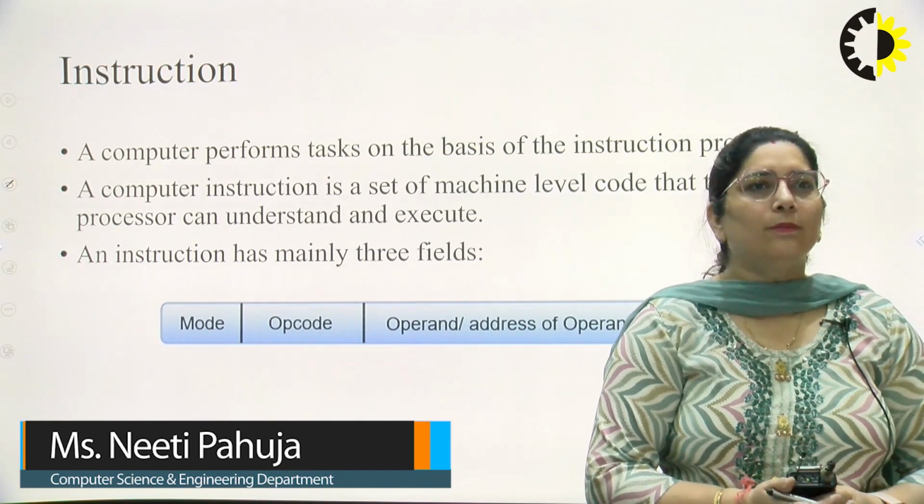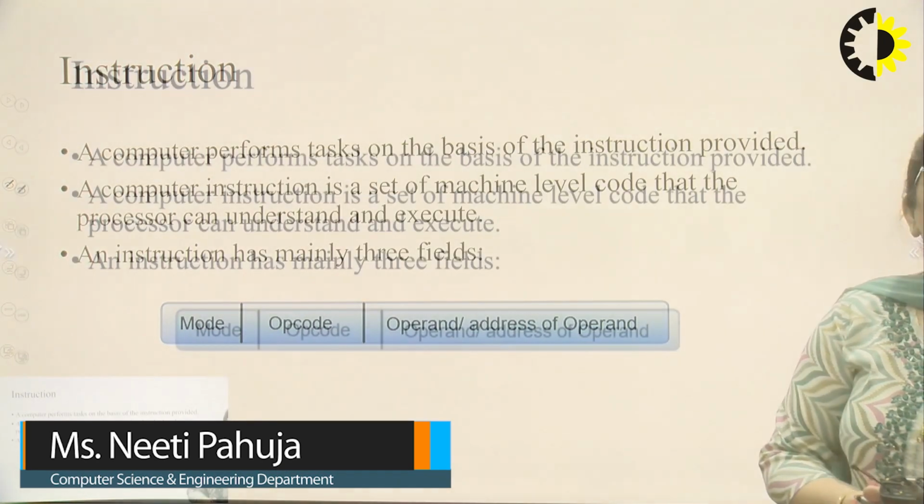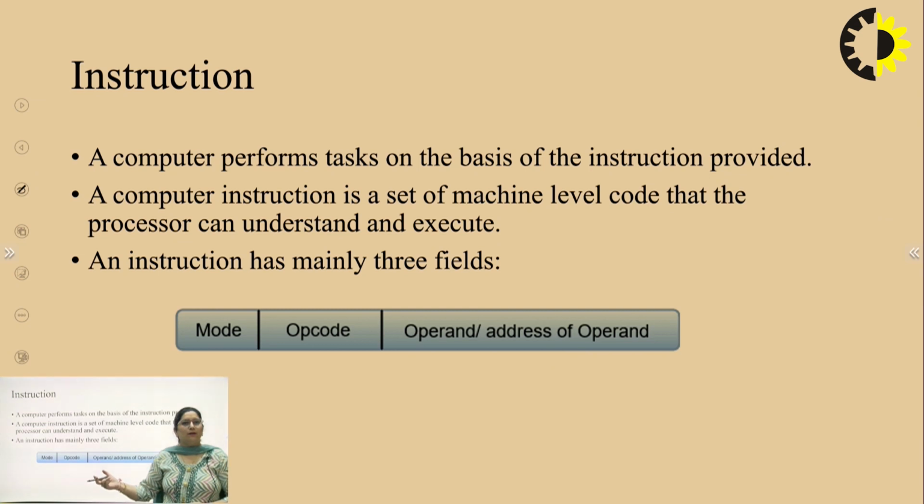A computer performs the task on the basis of instruction provided to it. Whatever we give the computer, it takes as an instruction. So, instruction is basically a machine level code that the processor can understand, and then it can execute accordingly. A computer instruction is a set of machine level code that the processor can understand and execute.